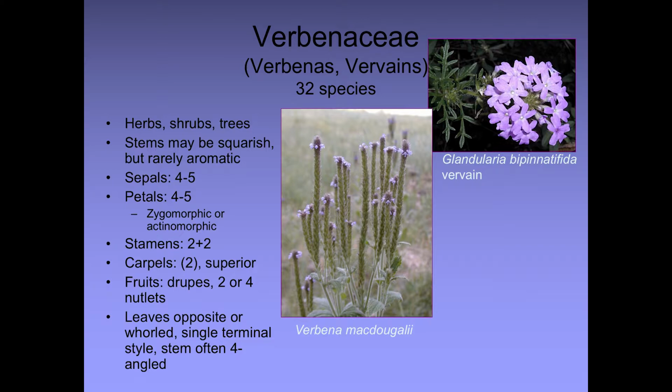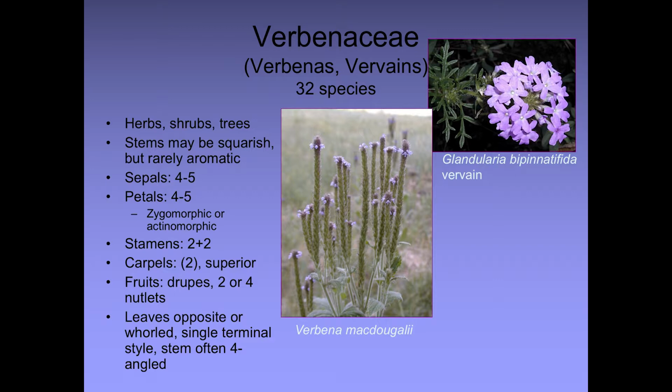The Verbenaceae family, verbenas and vervains. 32 species in the state, but there's really only a couple of them here in northern New Mexico. But they're really beautiful when you see it. Apparently the vervain, the Glandularia bipinnatifida, is blooming now in places, at least down in the Albuquerque and Santa Fe area. Sometimes those verbenas have kind of a squarish stem, but they're rarely aromatic like the mints.